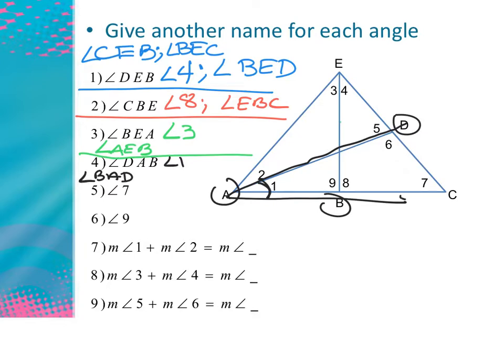This one also had a point beyond it, so I could also go back and call this angle CAD or DAC. Again, the middle letter on all of them is the letter A.